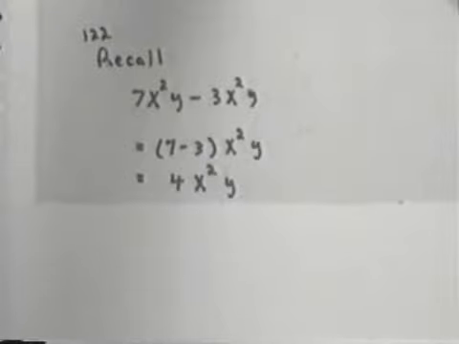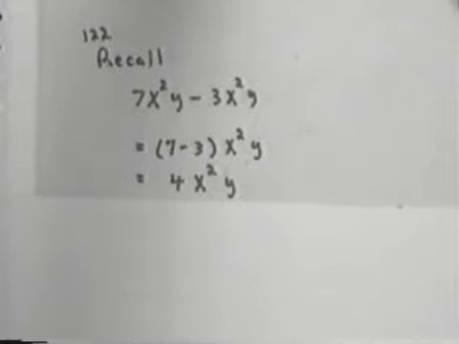Let's start by looking at an example from polynomials. Let's consider 7x squared y subtract 3x squared y. The terms are alike. They have the same literal part. Since they have the same literal part, the literal part is a common factor. So I could factor out the x squared y from both terms and be left with 7 minus 3 times x squared y. Now I can simply subtract to get 4x squared y.